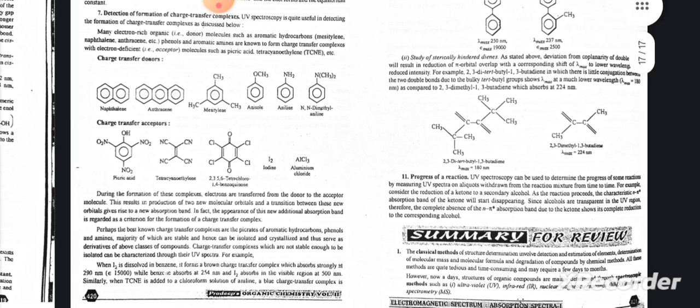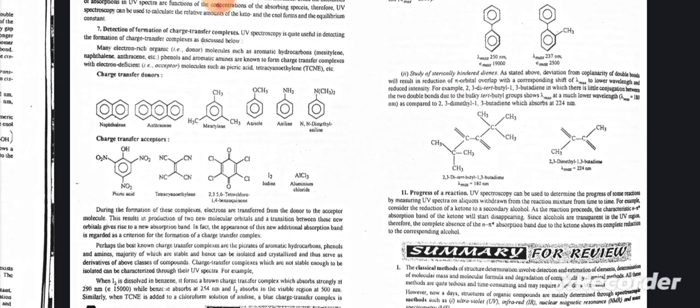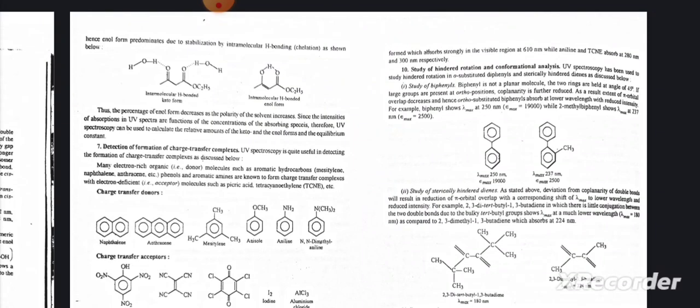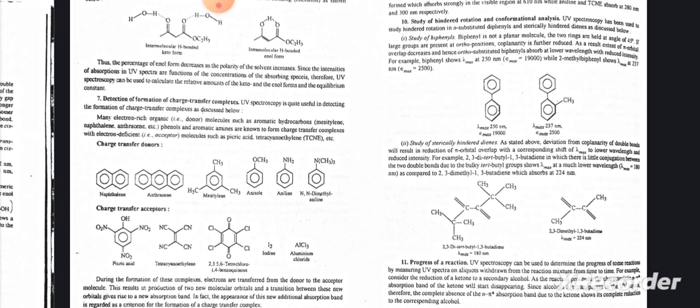For example, when I2 is dissolved in benzene, it forms a brown charge transfer complex which absorbs strongly at 290 nanometer, while benzene absorbs at 254 nanometer and I2 absorbs in the visible region at 500 nanometer. Similarly, when TCNE is added to a chloroform solution of aniline, a blue charge transfer complex is formed, which absorbs strongly in the visible region at 610 nanometer, while aniline and TCNE absorb at 280 nanometer and 300 nanometer respectively.